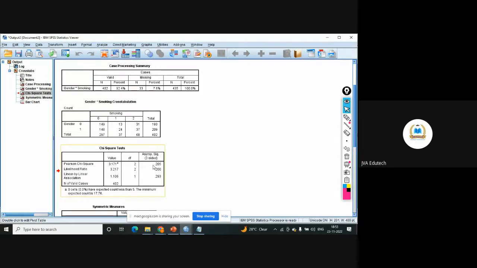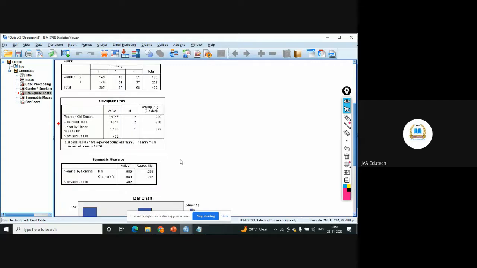Null hypothesis, we are unable to reject the null hypothesis. And our null hypothesis is that both the variables are not associated, meaning there is no dependence between smoking status and gender.